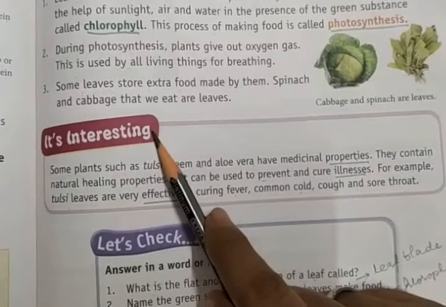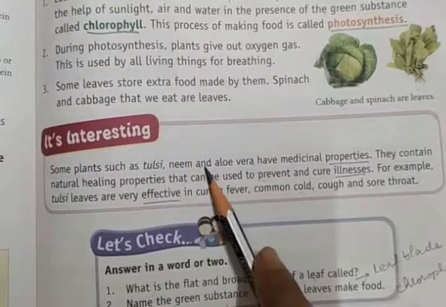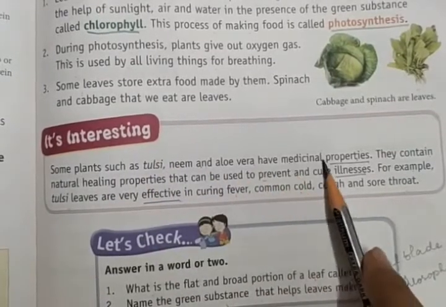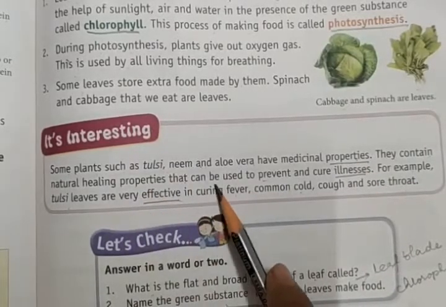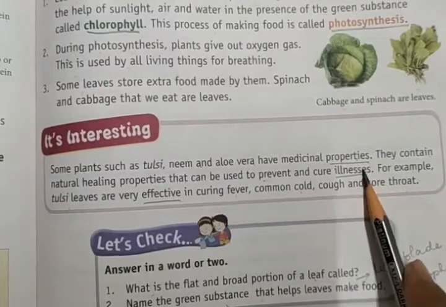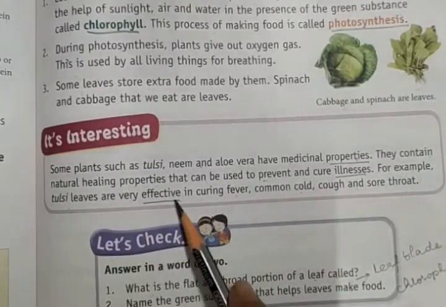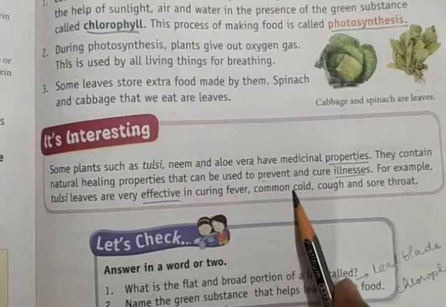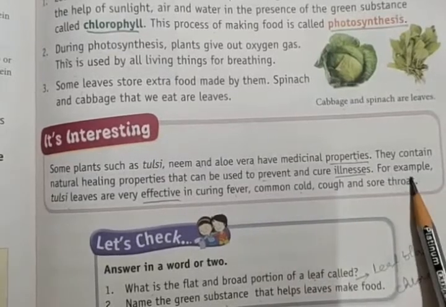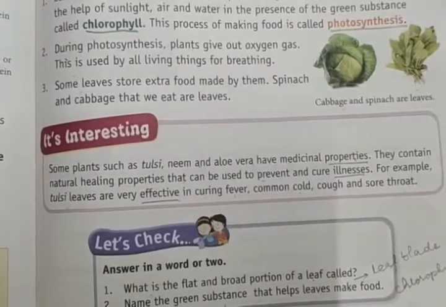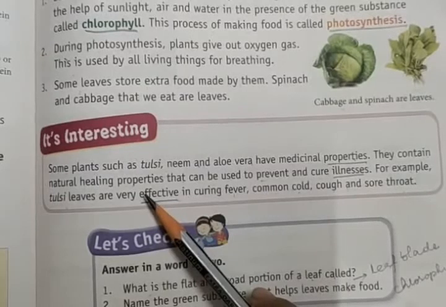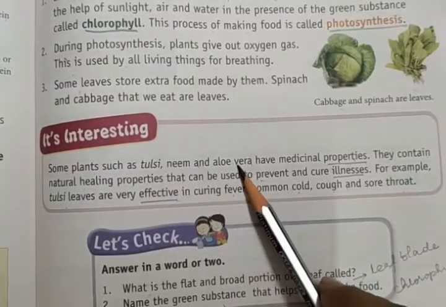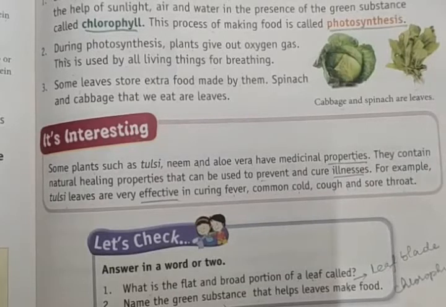It is interesting. Some plants such as tulsi, neem, aloe vera have medicinal properties. They contain natural healing properties that can be used to prevent and cure illnesses. For example, tulsi leaves are very effective in curing fever, common cold, cough and sore throat. Tulsi plant, neem plant, and aloe vera plant. These are medicinal plants.